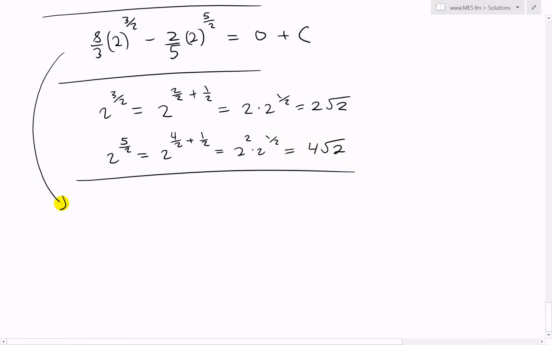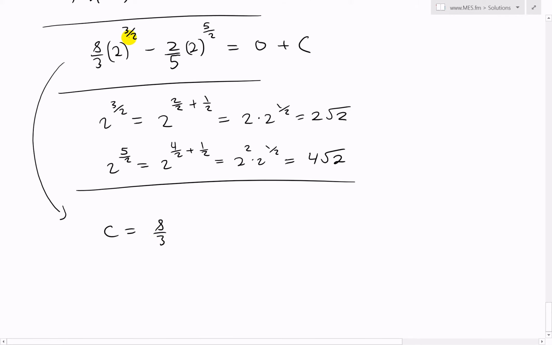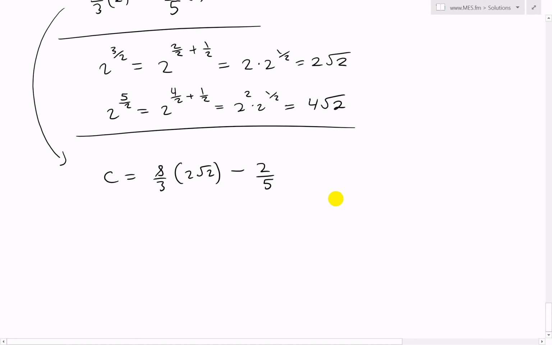Let's just plug these inside. So we have C is equal to, I'll just move C to the left side, 8 over 3, and then this 2 to the power of 3 over 2 becomes 2 times square root 2. And then we have a subtraction, 2 over 5, and 2 to the power of 5 over 2 is 4 square root 2.